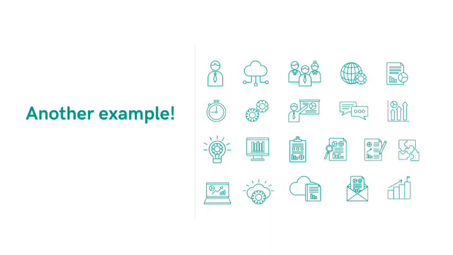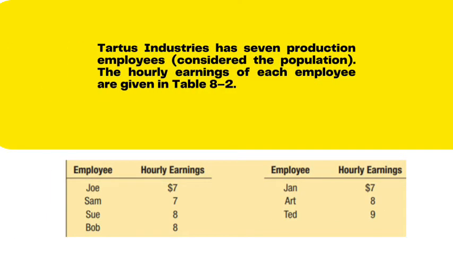And here, another example. Tortoise industry has 7 production employees. Consider the population. The hourly earnings of each employee are given in table 8.2.